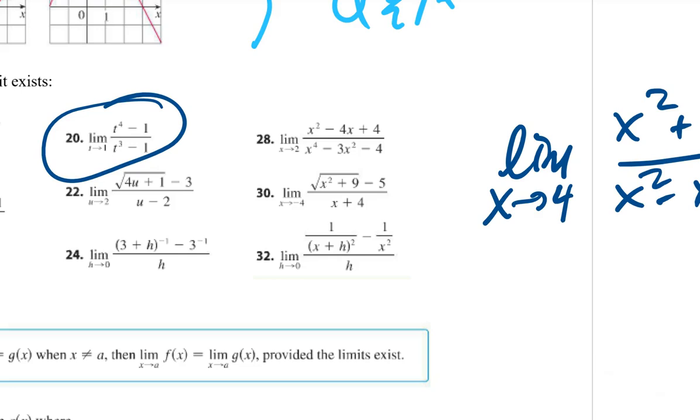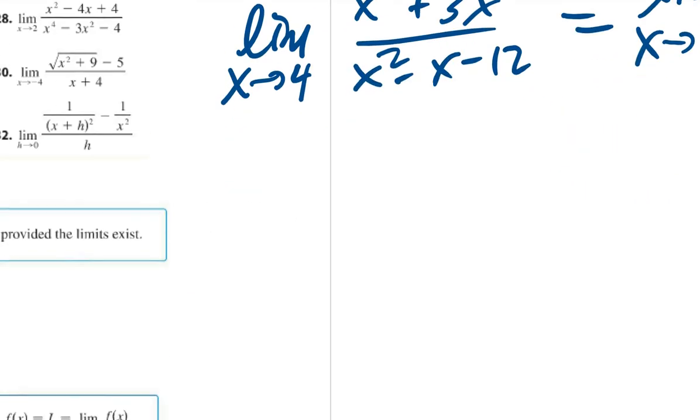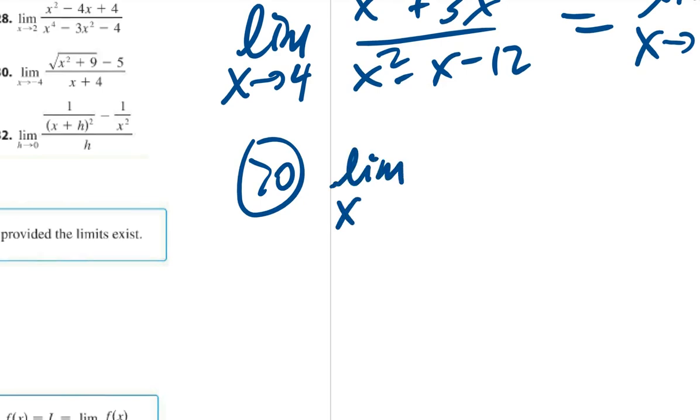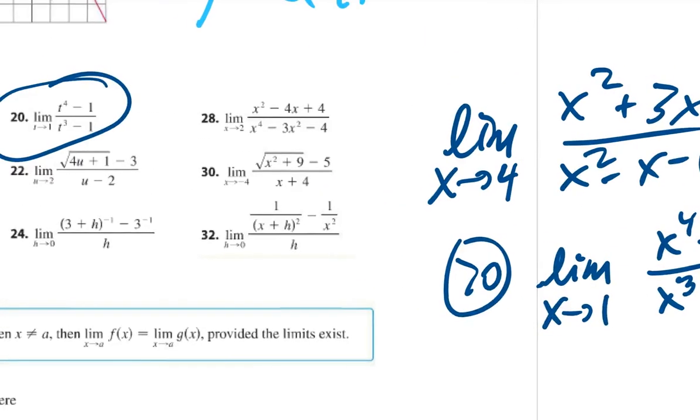Number 20 is probably a good example of it. 20 says, limit as x goes to 1 of x to the 4th minus 1 over x to the 3rd minus 1. I think that's it. Yeah.